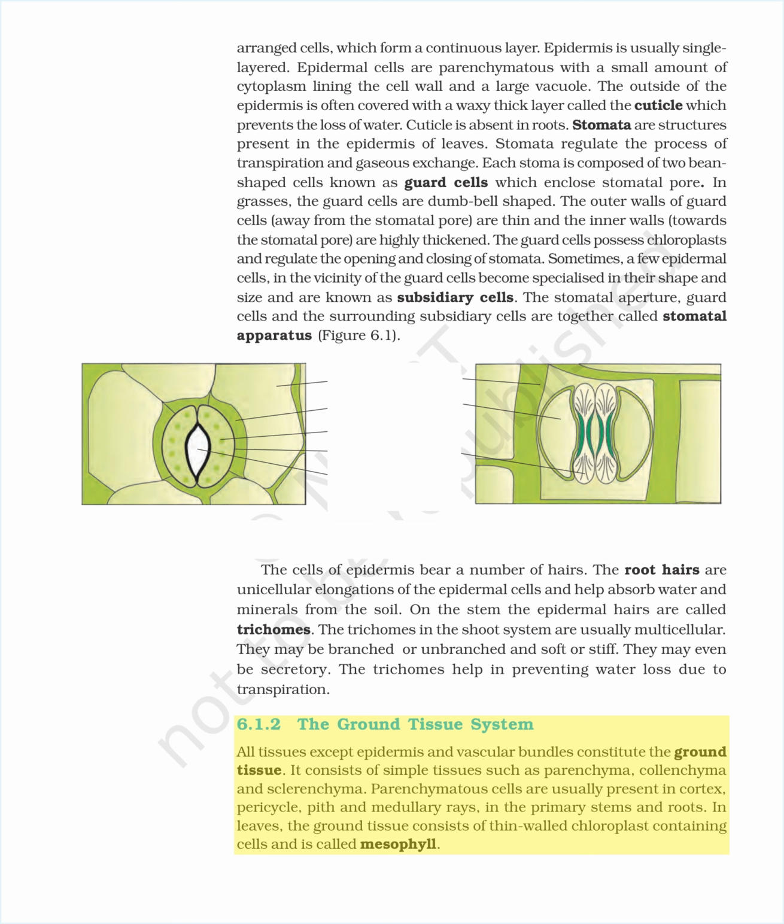6.1.2 The ground tissue system. All tissues except epidermis and vascular bundles constitute the ground tissue. It consists of simple tissues such as parenchyma, collenchyma, and sclerenchyma. Parenchymatous cells are usually present in cortex, pericycle, pith, and medullary rays, in the primary stems and roots. In leaves, the ground tissue consists of thin-walled chloroplast-containing cells and is called mesophyll.